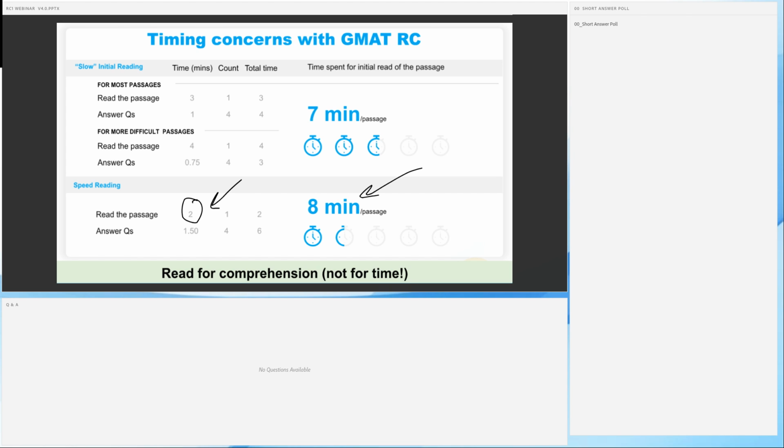So you don't save time, you actually don't achieve that accuracy, you don't achieve a high score, you end up wasting a lot of time. Many of you have probably done this. You don't comprehend this way. You still take up 8 minutes. You still don't get very many questions right.